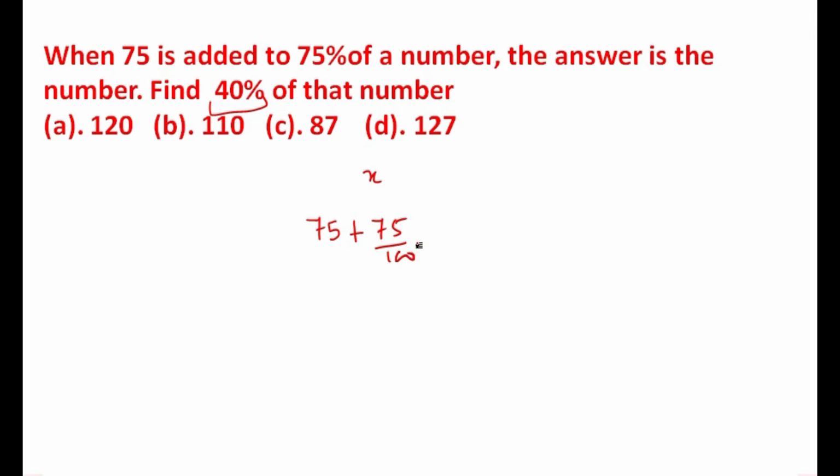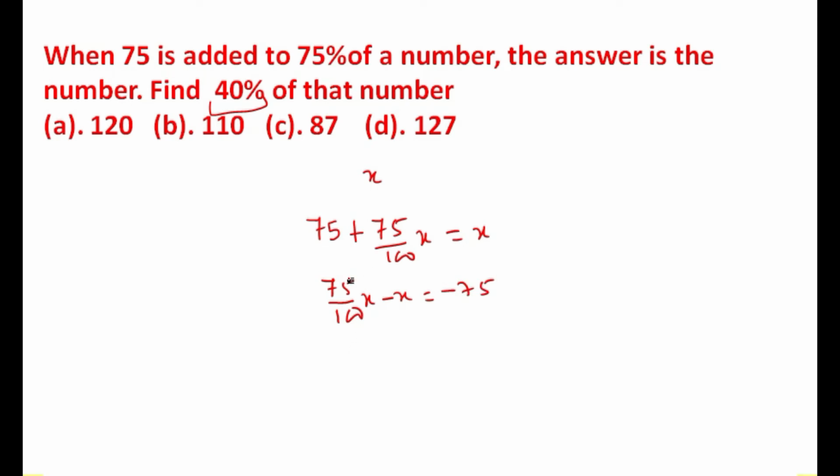75% of a number. Number means x, the answer is x. We have assumed that our number is x. So when 75 is added to 75% of a number, the result is the number, which is x. Getting my point? So 75 by 100, x minus x equal to minus 75.